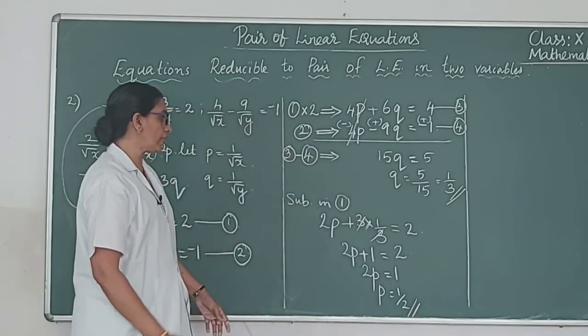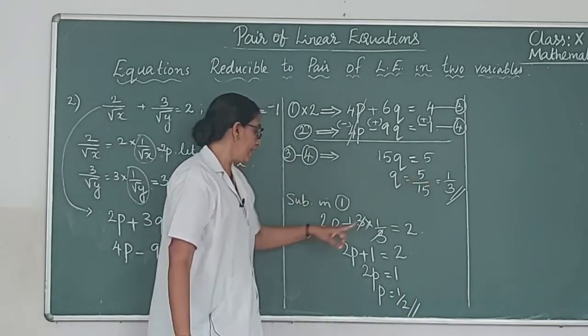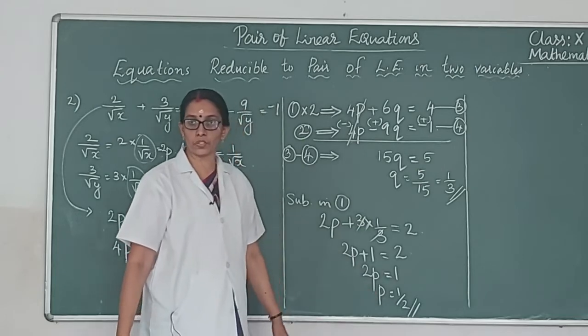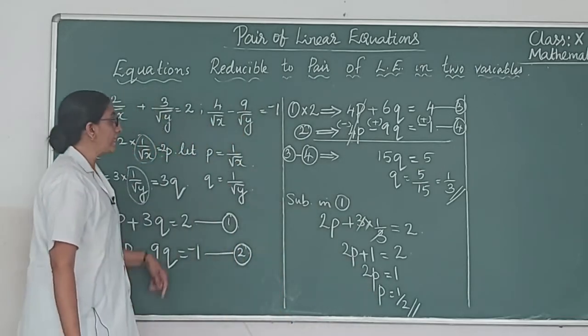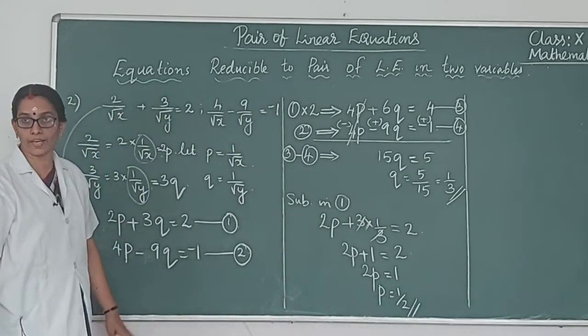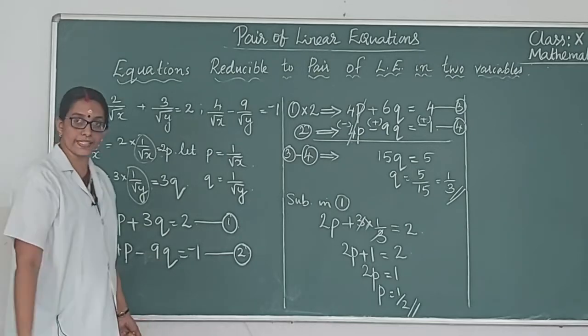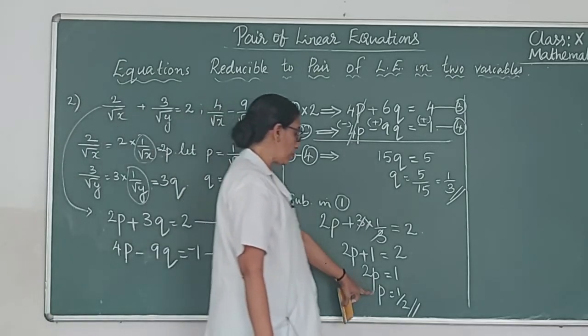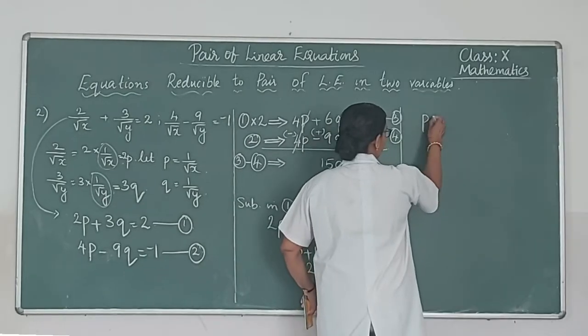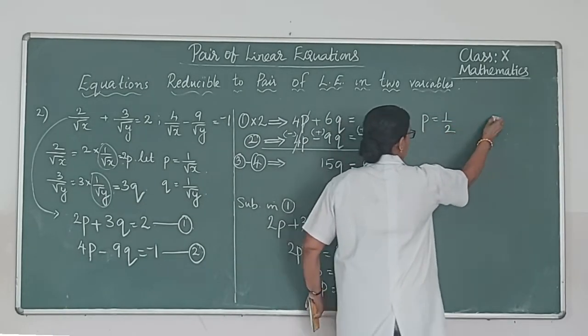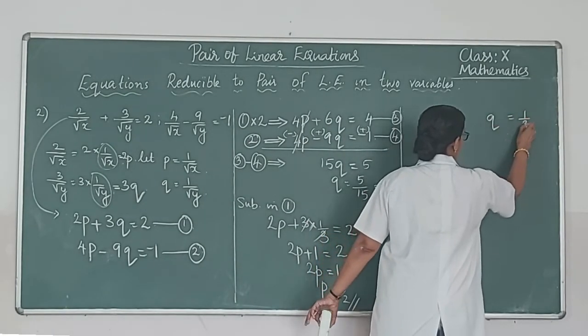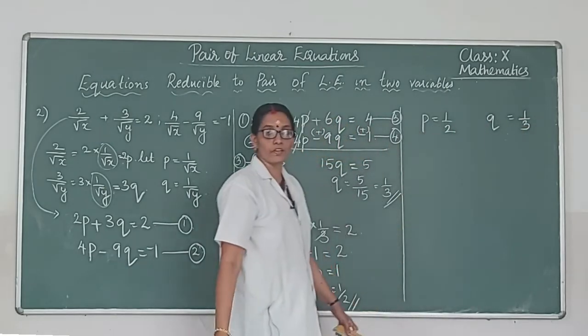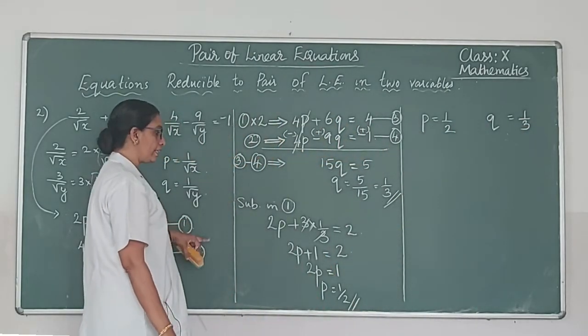Okay children, so we got q as 1 by 3 and p as 1 by 2. Our question is to find out value of x and y. How will you get value of x and y? We got p is equal to 1 by 2 and q is equal to 1 by 3. From these two values, how can we find out x and y value?